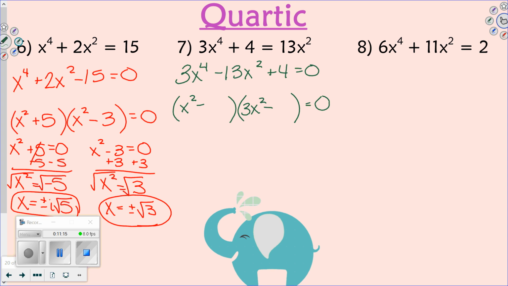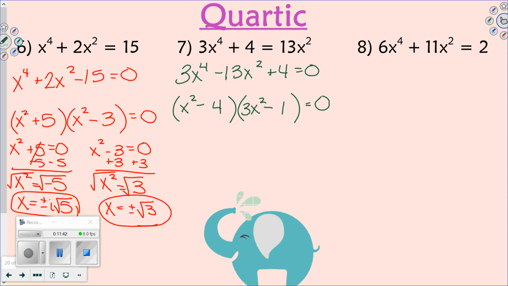I heard a lot of different answers there. 1 and 4. In that order, 1 and 4? Oh, it does matter. 4 and 1? Good. Yeah, if you check this, that's going to give you negative 12 minus 1, which gives you the negative 13.